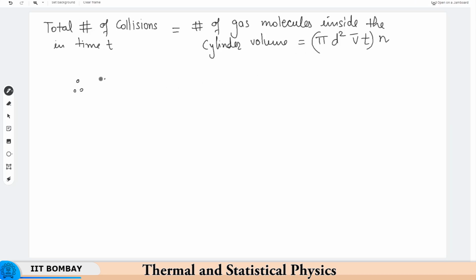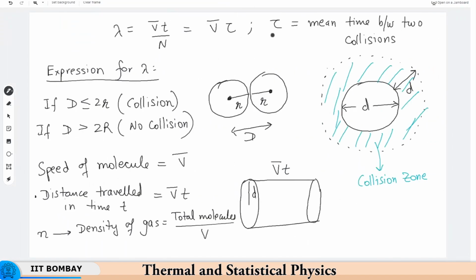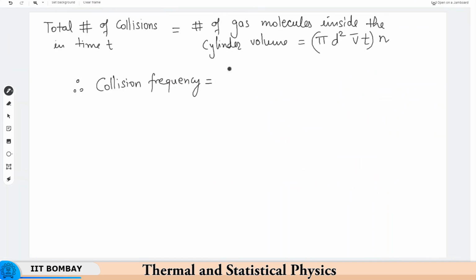So, then what will be the collision frequency, right? What is collision frequency? That is just the inverse of the mean time between two collisions, right. So, that is just 1 by tau, and that is just the total number of collisions per unit time. So, that is pi d squared V t n divided by t. So, this is just equal to pi d squared average V times n. So, this is the collision frequency.